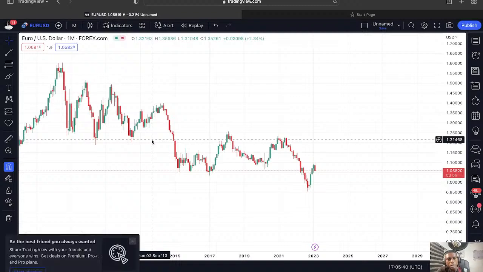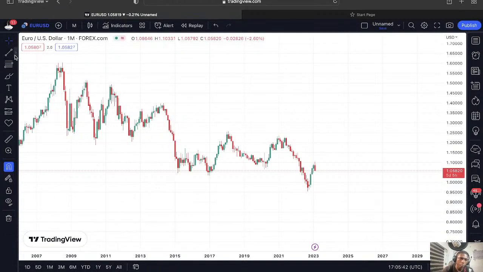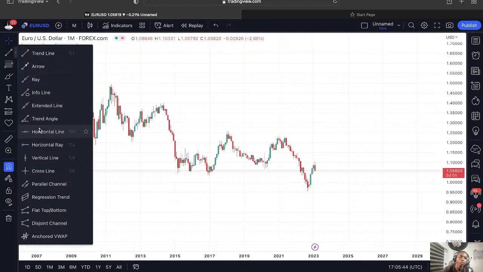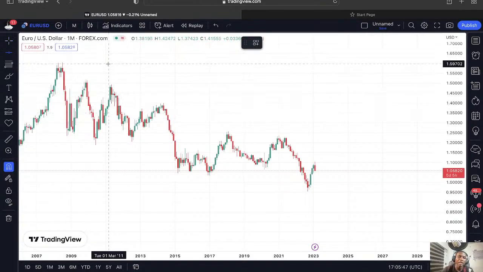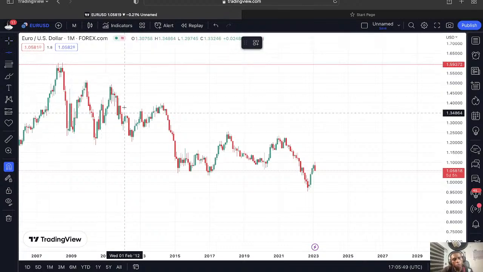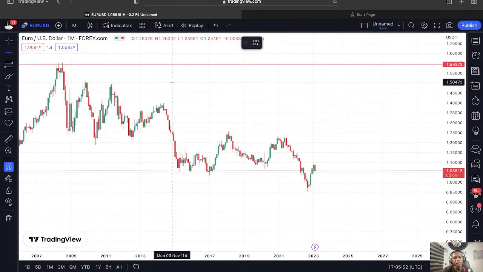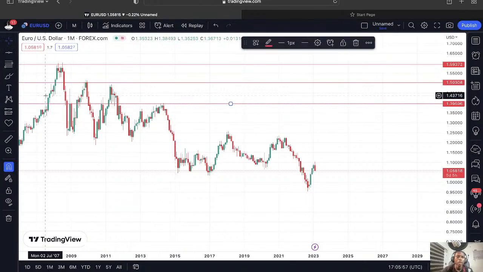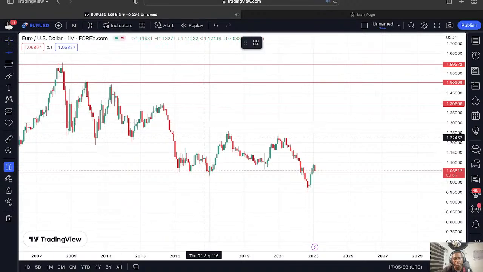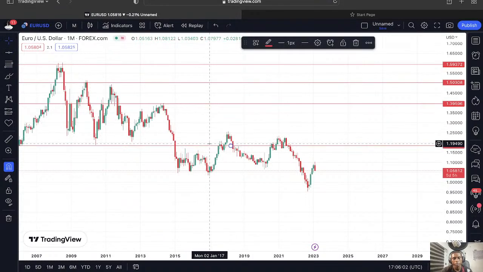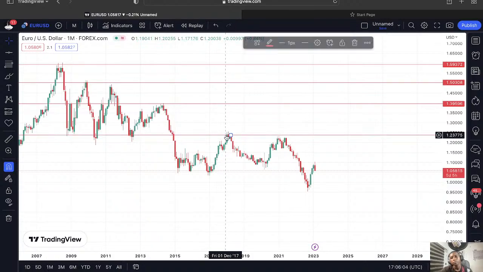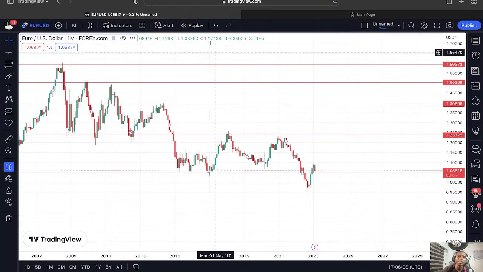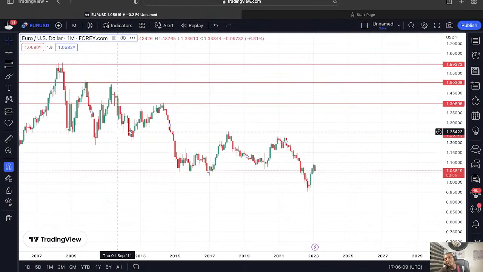So when we look at this, let's draw a horizontal line above here. I will tell you why we are drawing the horizontal line. Another horizontal line here, another horizontal line here, and lastly another horizontal line here. Now, why are these lines important? Because you can see that these lines are levels where price had actually gotten to.